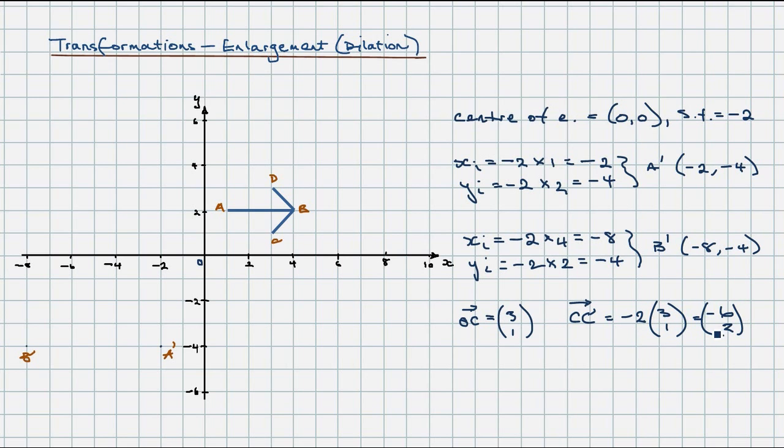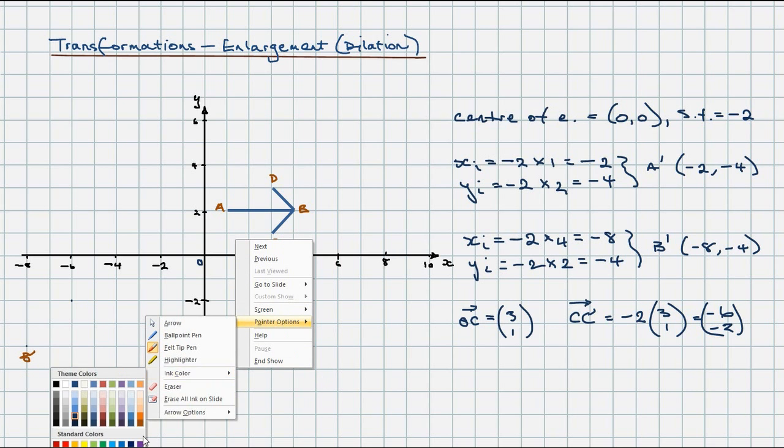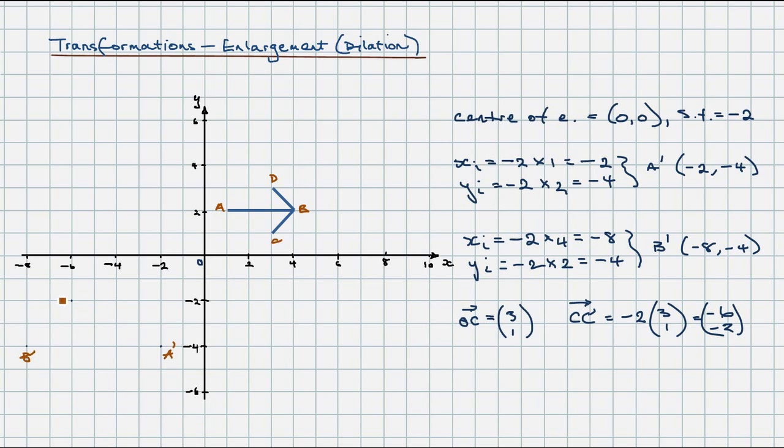So minus 6, minus 2 is the vector, and minus 6, minus 2 takes it to the point here. So let's label that again. And that will be C prime. Let's have another go.